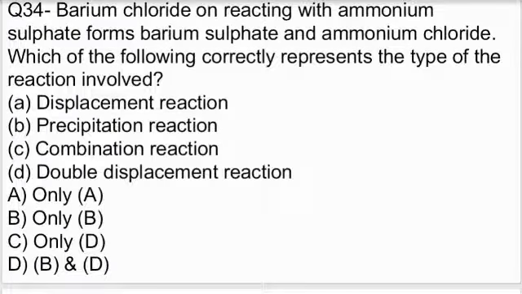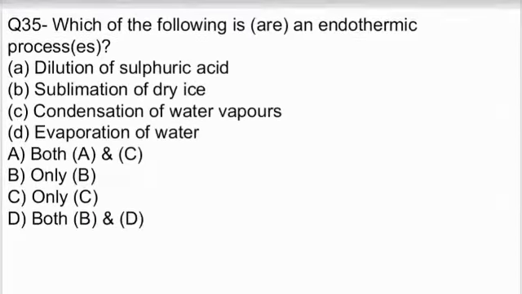Barium chloride on reacting with ammonium sulphate forms barium sulphate and ammonium chloride. Which of the following correctly represents the type of the reaction involved? The statements are displacement reaction, precipitation reaction, combination reaction, double displacement reaction. The options are only A, only B, only D, B and D, and the correct option is D, that is B and D. The next question.